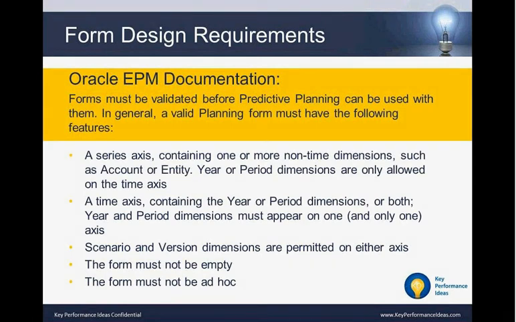You'll also need a time axis. That would be the columns, where you can have a combination of year and or period. There is some flexibility with scenario and version, as those dimensions are permitted on either the time axis or the series axis. Now, the form needs to have some data, and it must not be ad hoc.